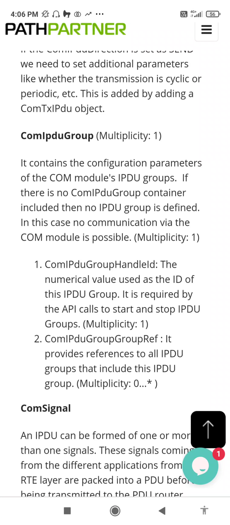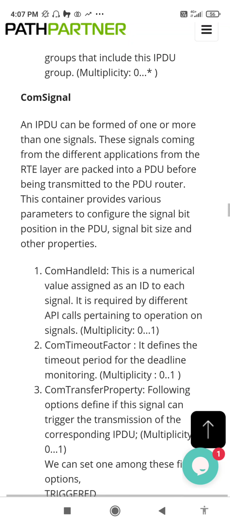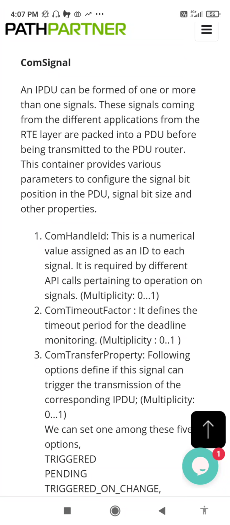Multiplicity 1. COM-IPDU group ref. It provides references to all IPDU groups that include this IPDU group. Multiplicity 0..*. COM signal. An IPDU can be formed of one or more than one signals. These signals coming from the different applications from the RTE layer are packed into a PDU before being transmitted to the PDU router. This container provides various parameters to configure the signal bit position in the PDU, signal bit size and other properties. COM handleId.